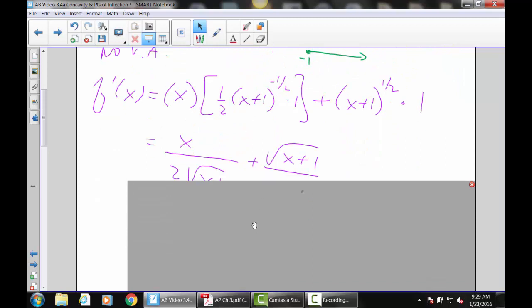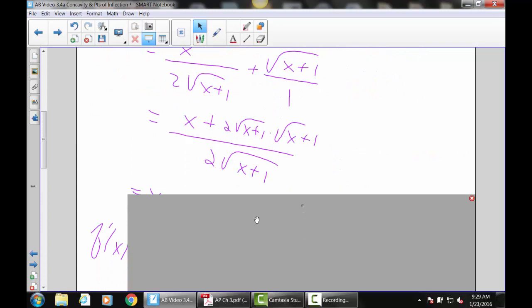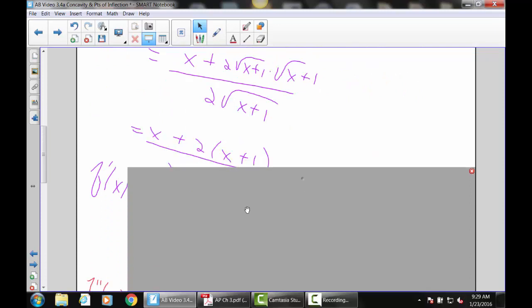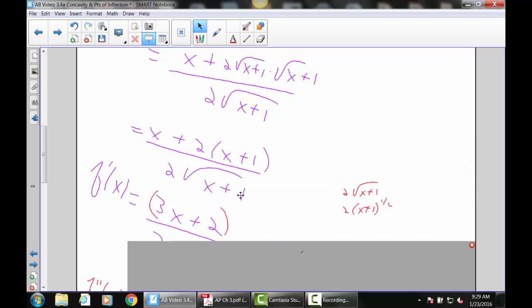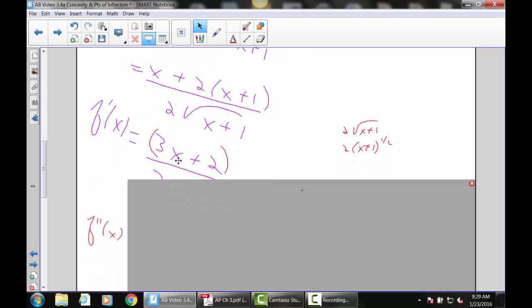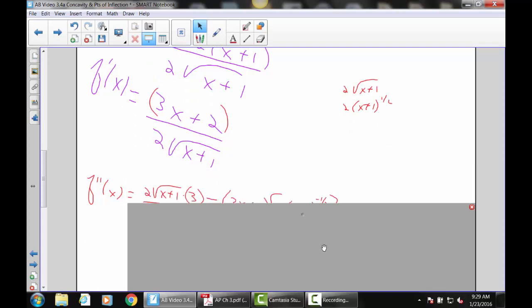Rewrite this negative exponent as a positive exponent. Now get a single fraction. Find a common denominator and simplify the numerator. When you multiply these two, you get x plus 1. Multiply through here by the 2, and you'll end up with 3x plus 2 over 2 times the square root of x plus 1. Now it comes time to find the second derivative.